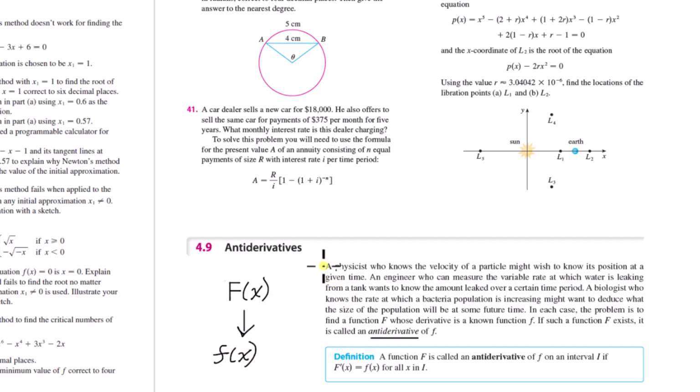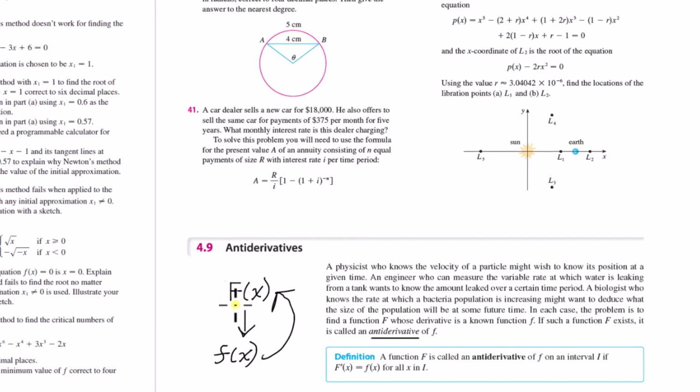So in all of these situations here, the velocity function is lowercase f of x. The rate of change of the bacteria population is lowercase f of x. And we're trying to find the position function, capital F of x. The bacteria population is a function of time, capital F of x. So capital F of x is the antiderivative, okay? The lowercase f of x is the function that we know.